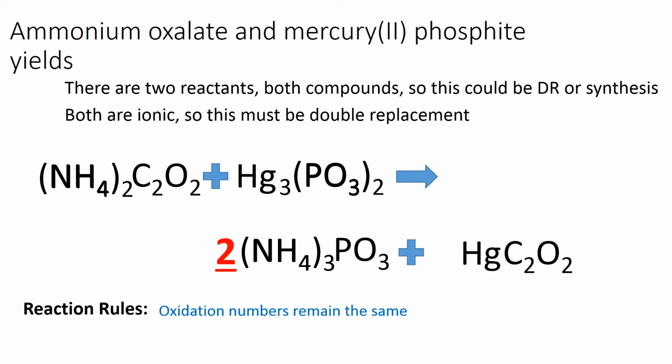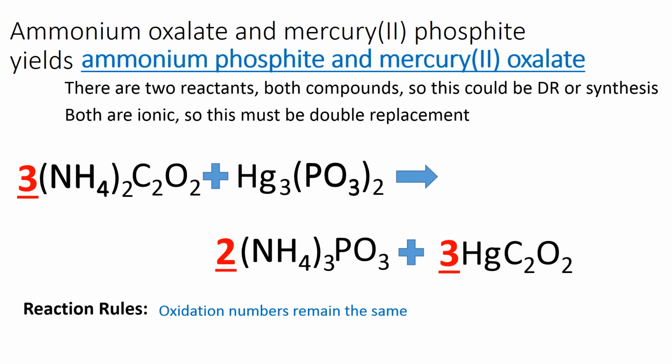We'll need to multiply the ammonium oxalate by 3 to have a balance. That'll give us 3 oxalate ions, so we'll need a 3 down here. Lastly, our mercury 2 ion, there are 3 of them on both sides, so the equation is now balanced. The result of our original question, ammonium oxalate and mercury 2 phosphite, is that it yields ammonium phosphite and mercury 2 oxalate.